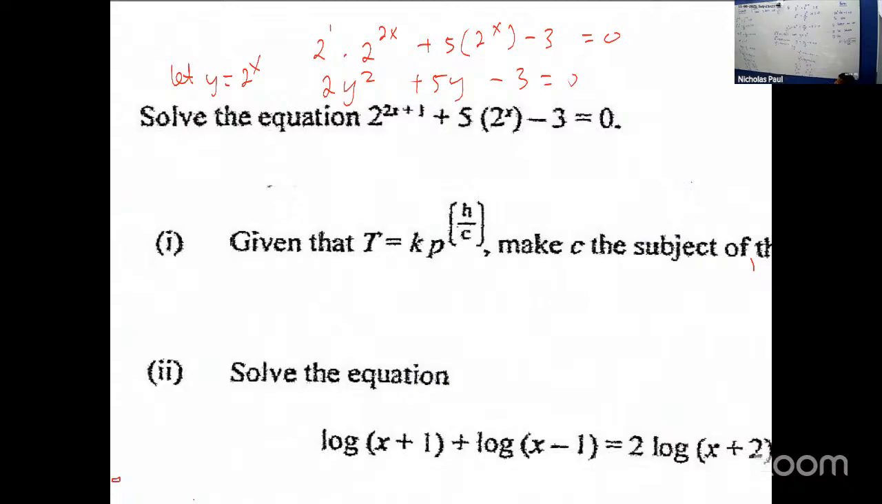So you end up with what? 2y squared plus 5y minus 3 is 0. Nice. And then you solve for y. Y is what? Minus 3.5. Okay. So the first one, no solution. Next one, 2 to the x is 2 to the minus 1, so x is minus 1. That's it. That's the end.